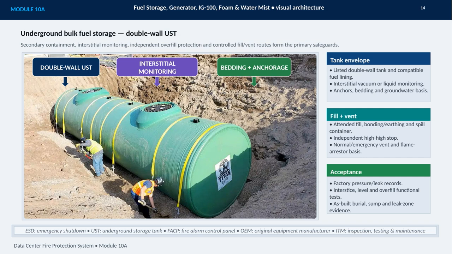Acceptance depends on documented proof, not simply installation. That includes factory pressure and leak records, functional tests for the interstice, level detection, and overfill protection, plus as-built evidence for burial, sumps, and leak zones. Together, these controls show that the system is both safely configured and verifiably ready for service.